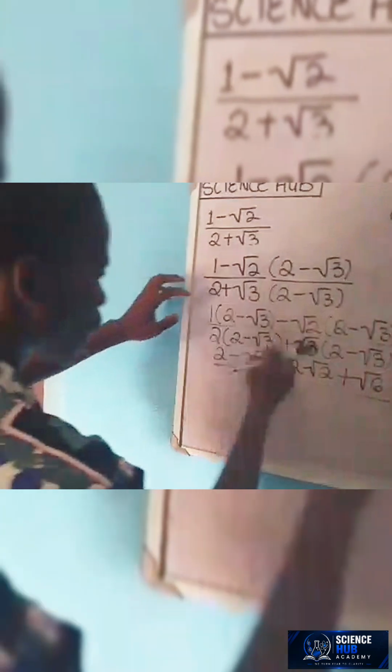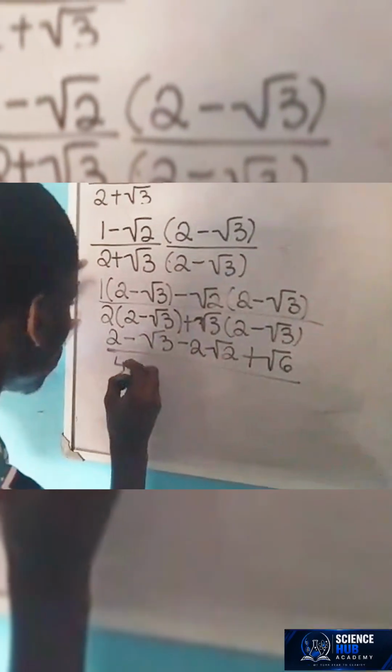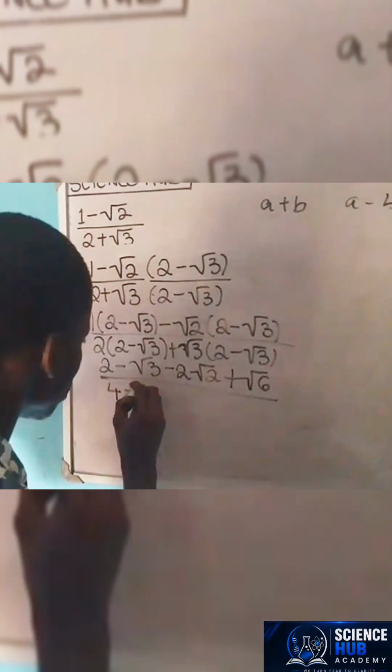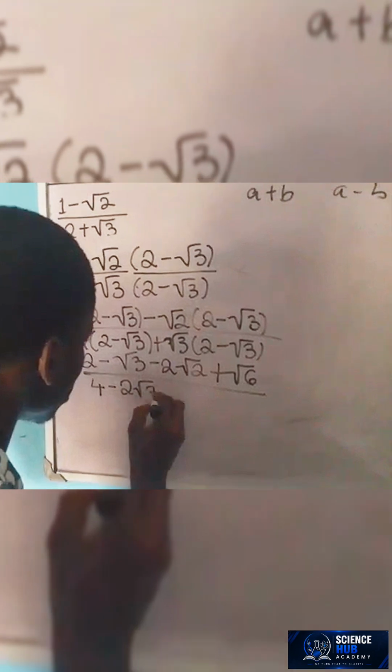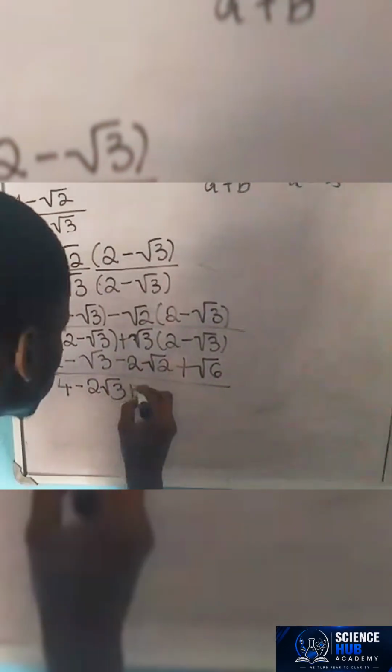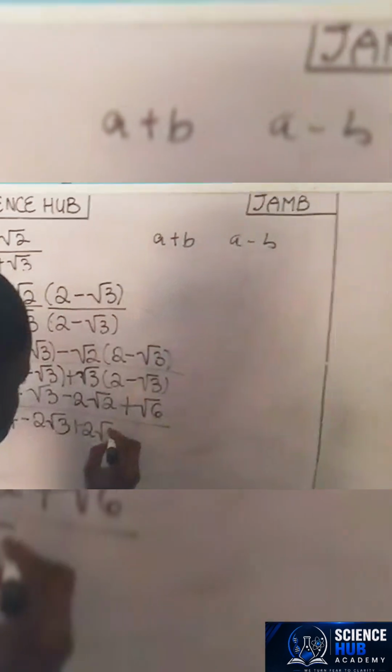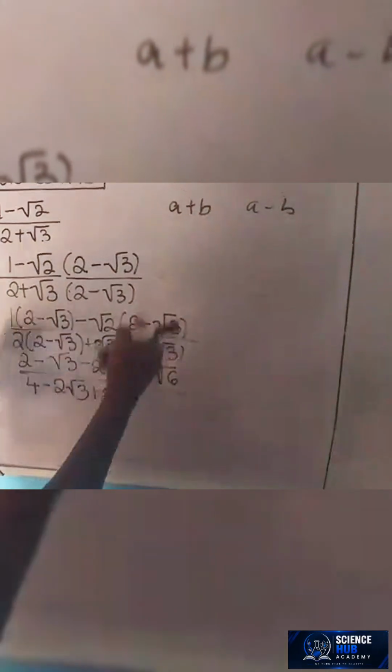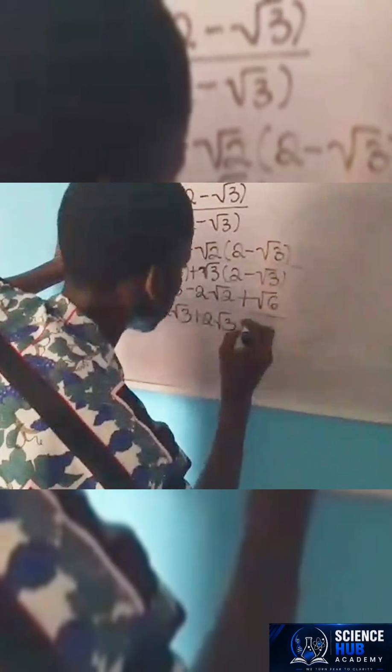Divided by, now here, let's do the same thing. This is going to be 2 times 2, here is going to be 4, minus 2 times square root of 3, that's 2 square root of 3. Square root of 3 times 2, that's the same thing, plus 2 square root of 3. Now, square root of 3 times minus square root of 3. That's going to be what?